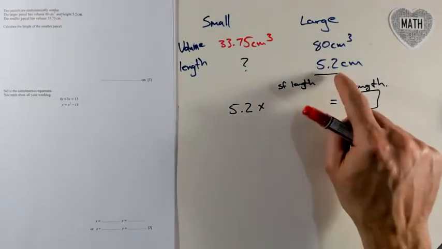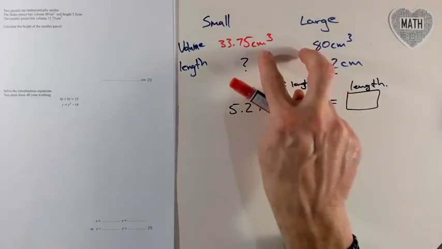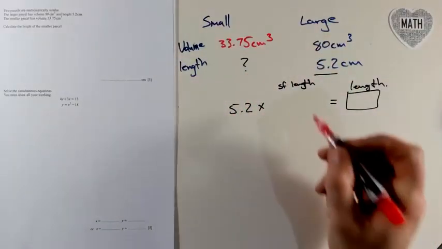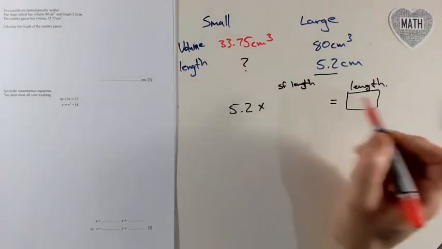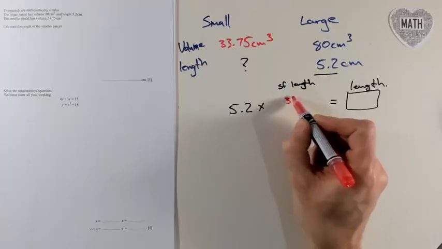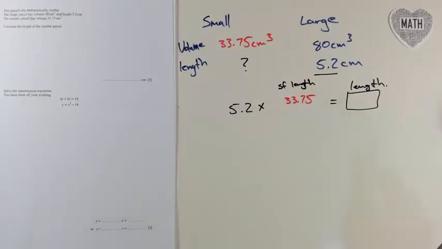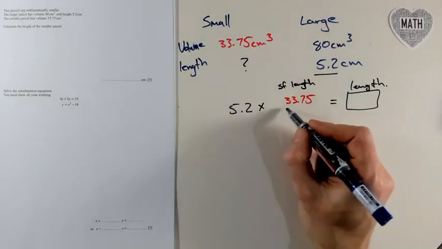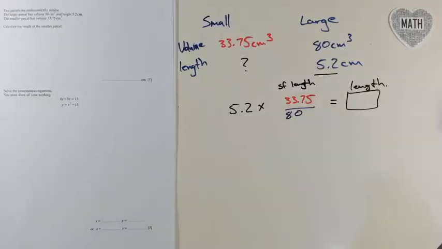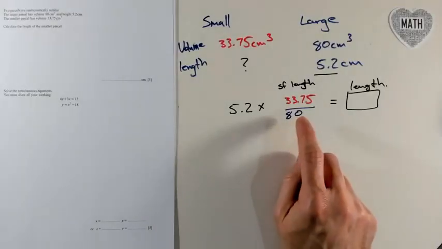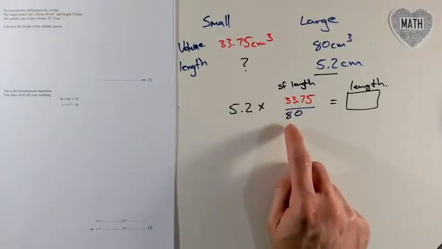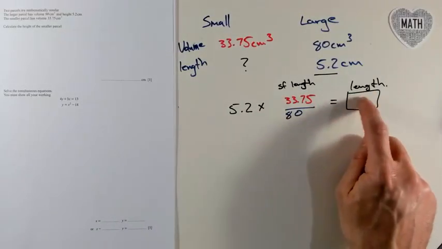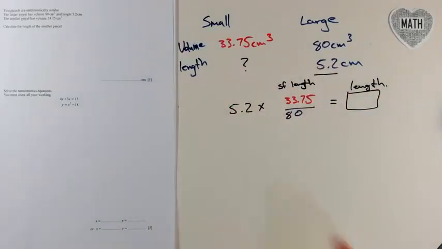Because I'm going from a bigger to a smaller one, I'm going to use these two. They're going to be my scale factor. And I'll put the smaller number at the top, 33.75, and I'll put the bigger number at the bottom, 80. Because I know if I multiply by this with a smaller number at the top, I'm going to go to a smaller length here. And I'm trying to go from large to small.